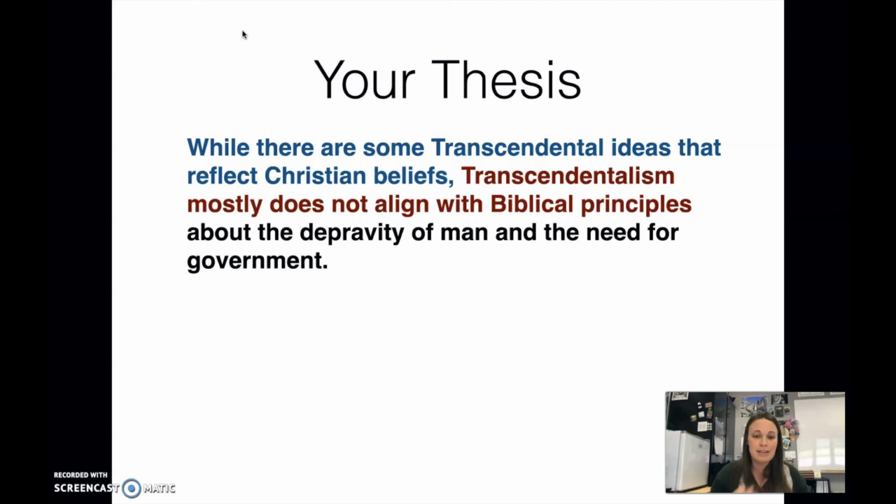Transcendentalism mostly does not align with biblical principles. And then in black, I give you the specifics. I give you my umbrella terms. They don't align about the depravity of man and the need for government. That still covers all of my ideas, but I did so with shorter phrases.